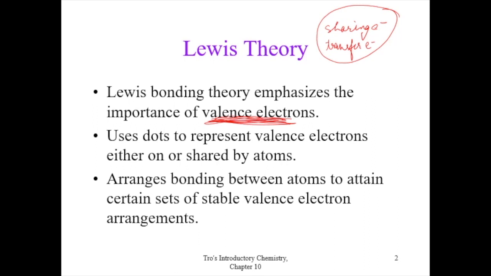Whenever we are drawing a Lewis structure, we use dots to represent the valence electrons that are either present on the atom or being shared by the atom. So whenever you see a Lewis structure with dots, each of those dots represents one valence electron. The idea of this theory is that we can prepare the structure of the atom and predict which valence electrons are being shared, what the arrangement of electrons is, and what the shape of that particular molecule is. For determining all of that information, Lewis bonding theory is very helpful.